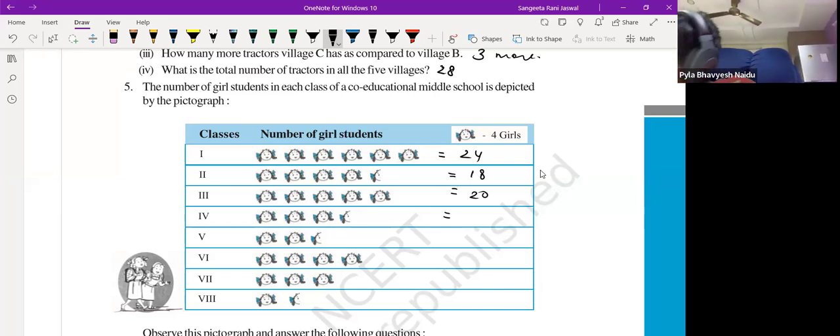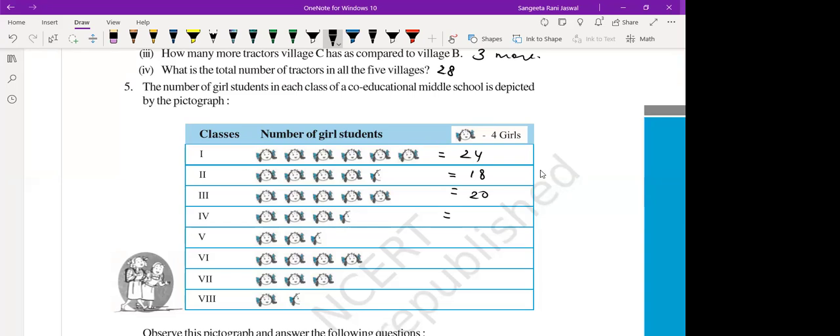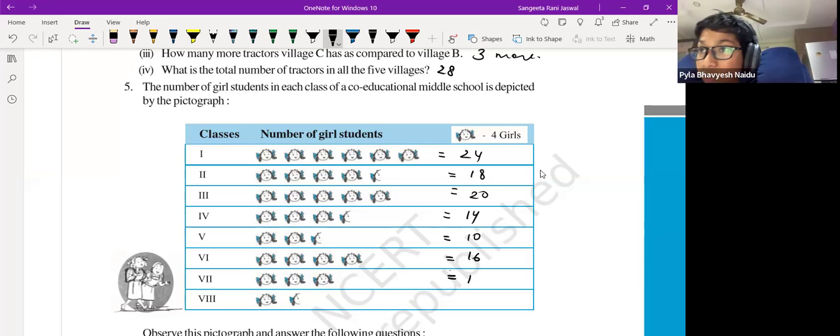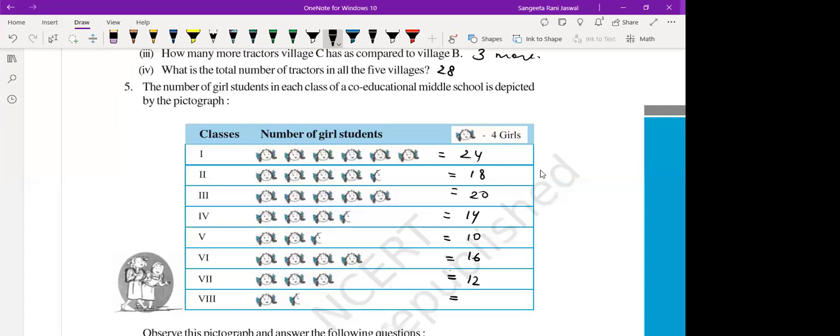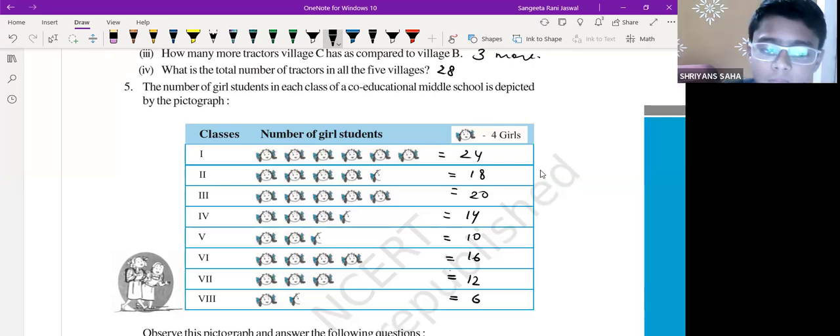Bhavesh, how many are the girls here? Ma'am, 14. Okay. Abhya? Say how many girls are here in class 5? 10, ma'am. Okay. Yes, Harshit? Ma'am, 16. Bhavesh? Ma'am, 12. Okay. Priyansh? Ma'am, 6. Okay.